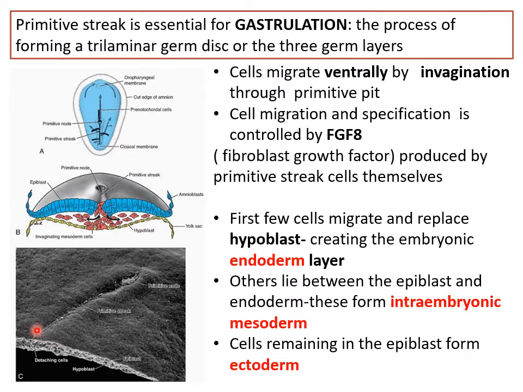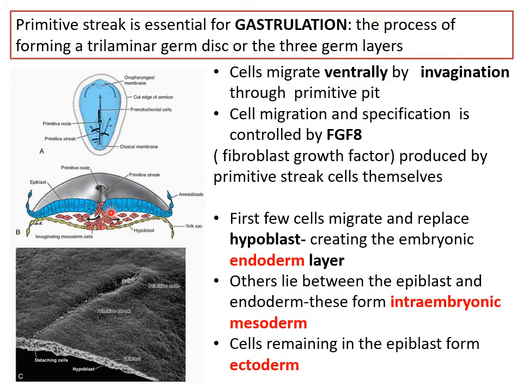So why is this happening? Now the primitive streak is essential for the process of gastrulation. And this is defined as the process of formation of a trilaminar germ disc, or the three germ layers, from a bilaminar germ disc. So you can see some cells in the second picture are invaginating in between like a sandwich, and hence in future you will get three layers. We will learn to name them.